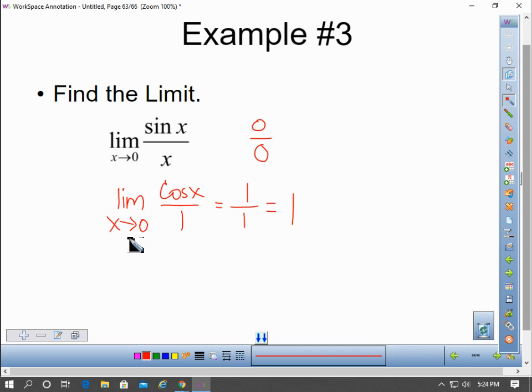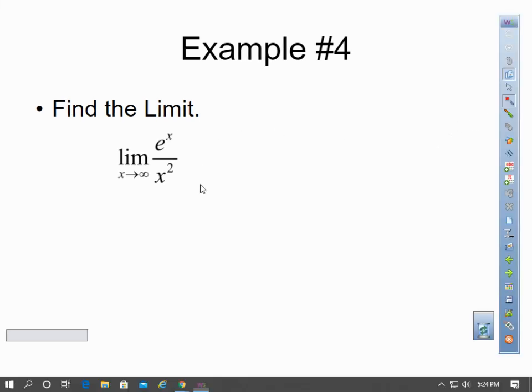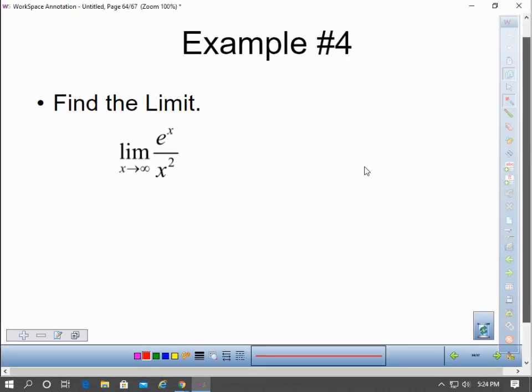All right, so you're doing direct substitution. As long as you don't get 0 over 0 or infinity over infinity, just keep going. We're doing good. All right, find the limit. So we're doing the limit as x approaches infinity. Okay, so let's plug in infinity. So put an infinity in here. E to the infinity is infinity. And when you put infinity here, infinity squared is infinity. So I'm getting infinity over infinity.